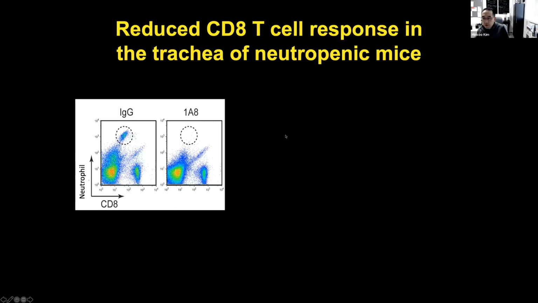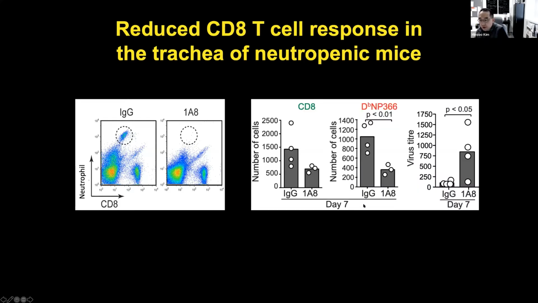And like Ivan showed in his paper, in our case we use an antibody called 1A8 antibody, which can deplete up to 90% of neutrophils in circulation within hours, and then we infect mice and look at the CD8 T cell response on day 7.